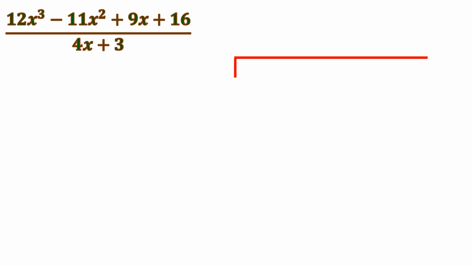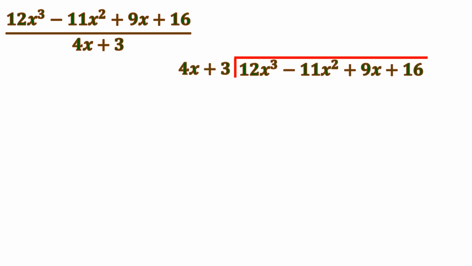So although the procedure will be the same for long division, it will make a difference when it comes to synthetic division, and you will see it later. So let's use long division first. So let's copy the numerator and also the divisor outside the box. And we're going to divide the first terms, 12x cubed divided by 4x. It will be 3x squared. Then multiply 3x squared by 4x and 3. So we'll distribute: 3x squared times 4x is 12x cubed. 3x squared times 3 is 9x squared.